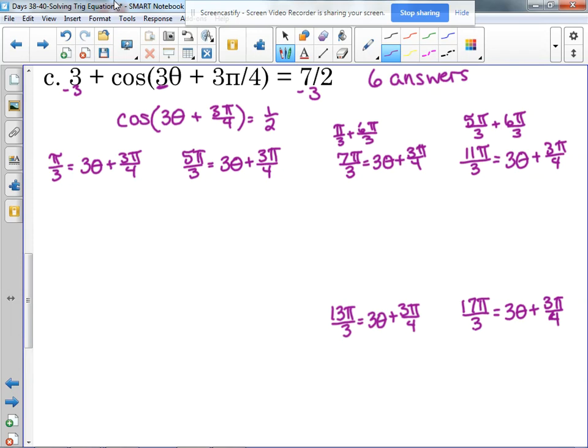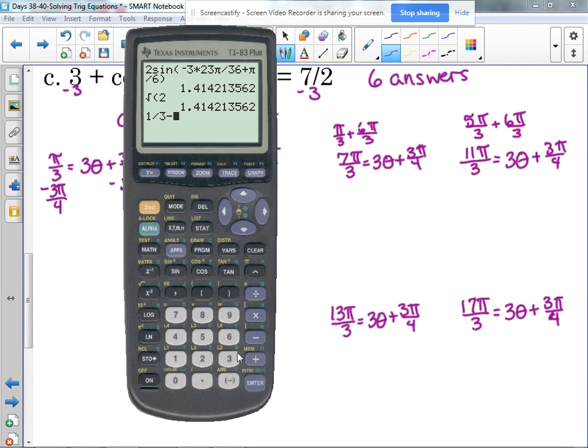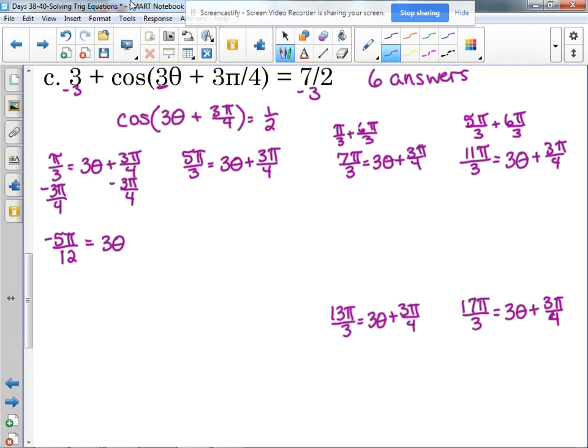Okay, let's solve them all for theta. Subtract 3 pi over 4. So we're going to get over 12 again. 1/3 minus 3 over 4. It's going to give me negative 5 pi over 12. We're going to multiply by 1/3. So that's negative 5 pi over 36. That is theta, but we got a negative again because we took 3 pi over 4 away from pi over 3. So we ended up in the negatives.